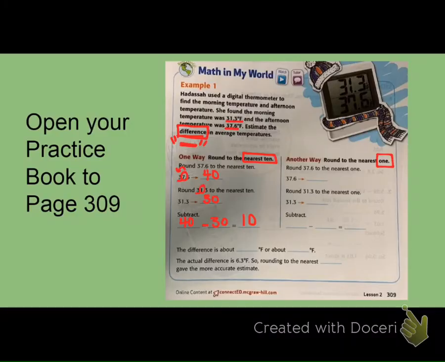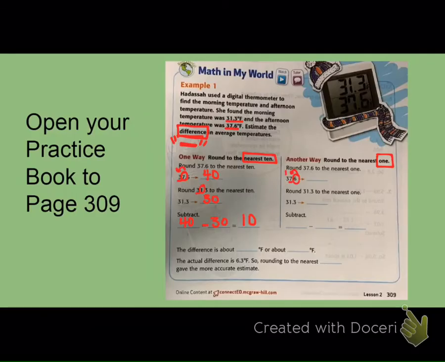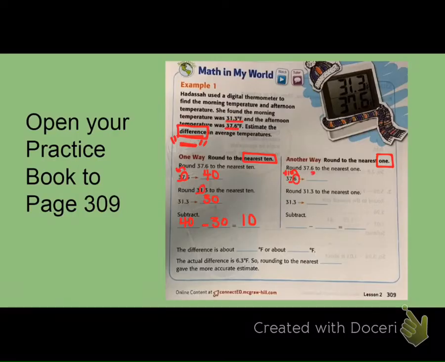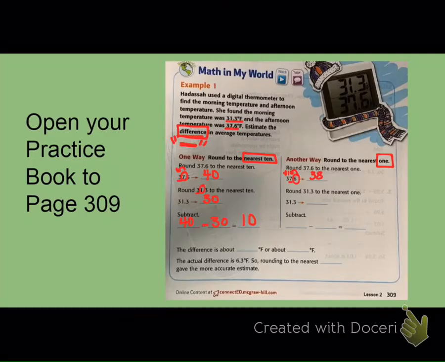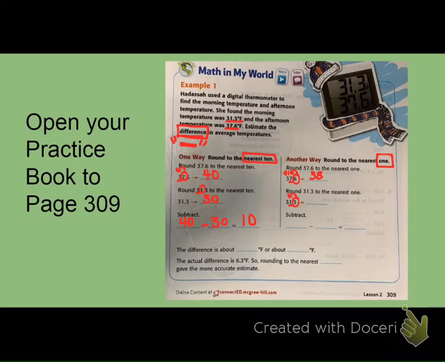Well, let's find out. If we round 37 and 6/10 to the nearest ones place, the nearest whole number, the 6 is going to make it get bigger. We are definitely going to be adding 1. So instead of 37, we're going to have 38. And 31 and 3/10, we're going to round to the nearest whole number. That 3 is going to keep it the same, so we have 31.